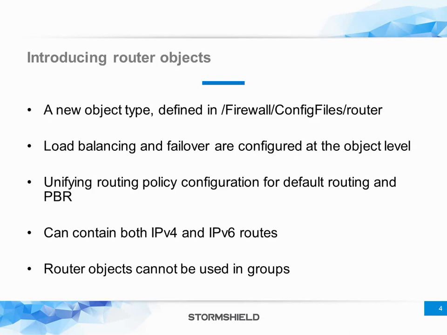In order to answer these limitations, a new object type is introduced in version 2. It is called router object. The load balancing and failover configurations are now stored in the object directly. This allowed for unified configuration for the default routing policy as well as for policy-based routing. These router objects can contain both IPv4 and IPv6 routes. Another thing to note is that router objects cannot be used in groups.